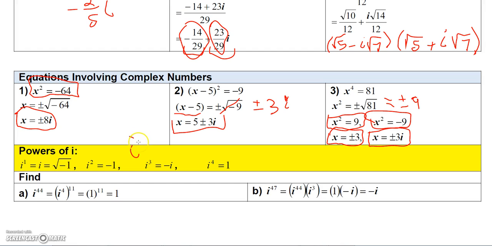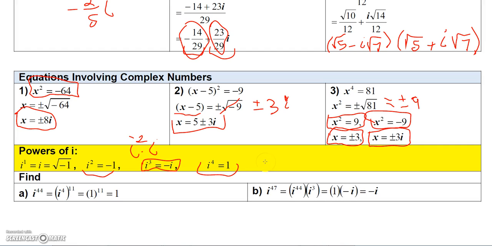So anyway, i cubed would be i squared times i, and since i squared is negative 1, then you'd have negative 1 times i, which is negative i. So i cubed will equal negative i. And then to get i to the fourth, you could simply square i squared. But if you square i squared, that's the same as squaring negative 1. So i to the fourth would be 1. And then it just rolls over.